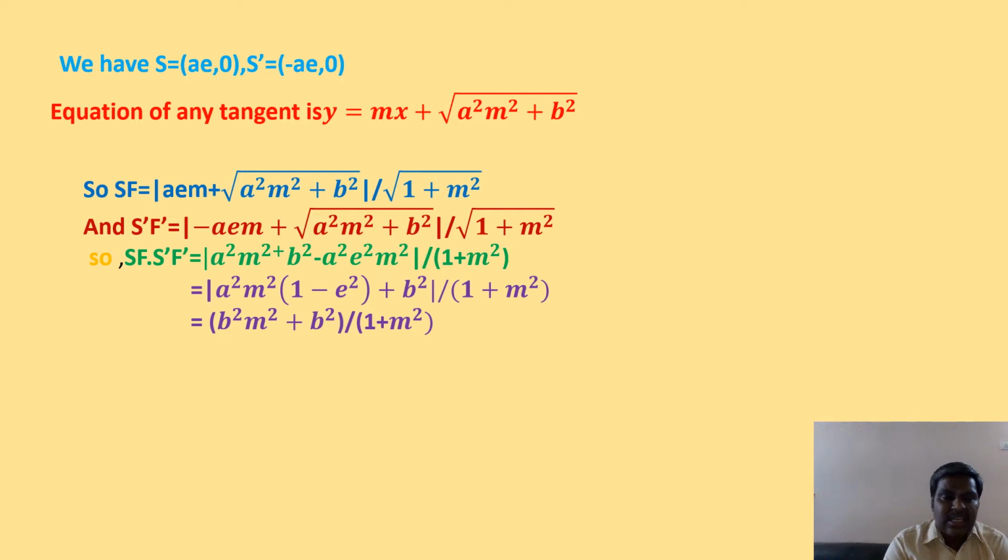Take b squared common again. We get b squared into (1 plus m squared) whole divided by (1 plus m squared). So 1 plus m squared and 1 plus m squared get cancelled. We obtain b squared. This is constant, which is equal to the square of the semi-minor axis. Therefore, the product of perpendiculars drawn from foci to any tangent of the ellipse is always constant, that is equal to b squared. So let us see some problem.